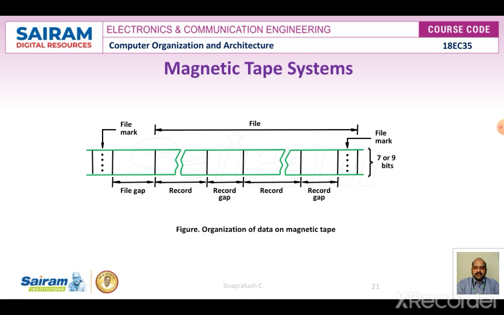This figure shows the organization of data on the magnetic tape. A gap, a file gap, is going to be there, and a file mark will be present over there. So the data can be stored from this record to the file, as mentioned in the record gap, and 7 or 9 bits are going to be present there to keep the file marking. This is about the magnetic tape system.